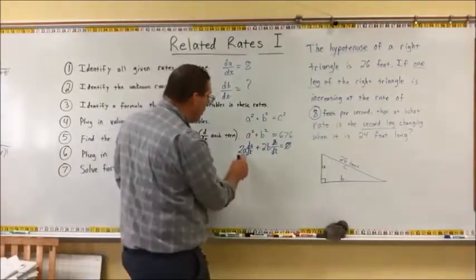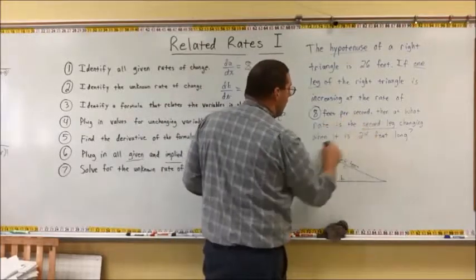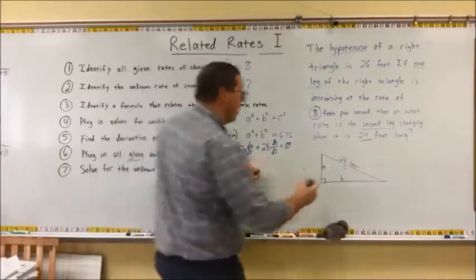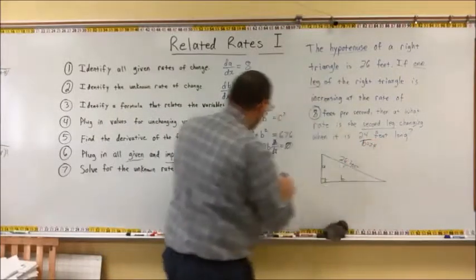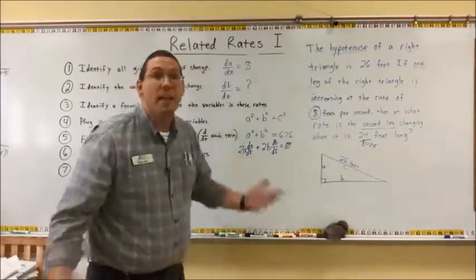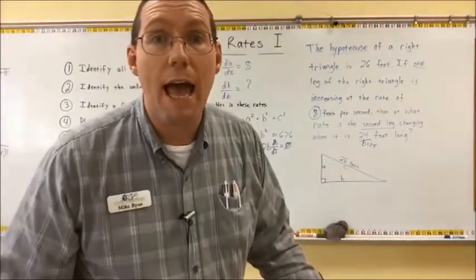So now we have to plug in for A and for B. It says, at what rate is the second leg changing when it is 24 feet long? That's B. B is 24, right? So we're going to put a 24 in here. But we don't have the value for A. They didn't give us the value for A. So how are we going to find the value for A?